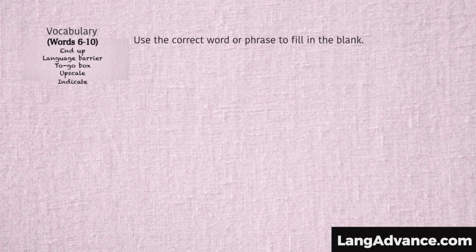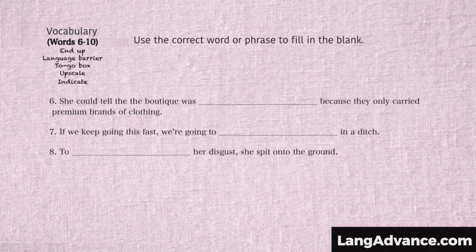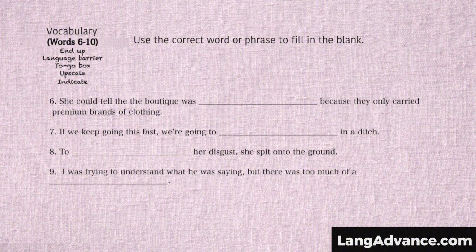Using the vocabulary words, numbers 6 through 10, use the correct word or phrase to fill in the blank. Number 6. She could tell the boutique was blank because they only carried premium brands of clothing. Number 7. If we keep going this fast, we're going to blank in a ditch. Number 8. To her disgust, she spit onto the ground. Number 9. I was trying to understand what he was saying, but there was too much of a blank. Number 10. The waiter looked insulted when the man asked for his food.